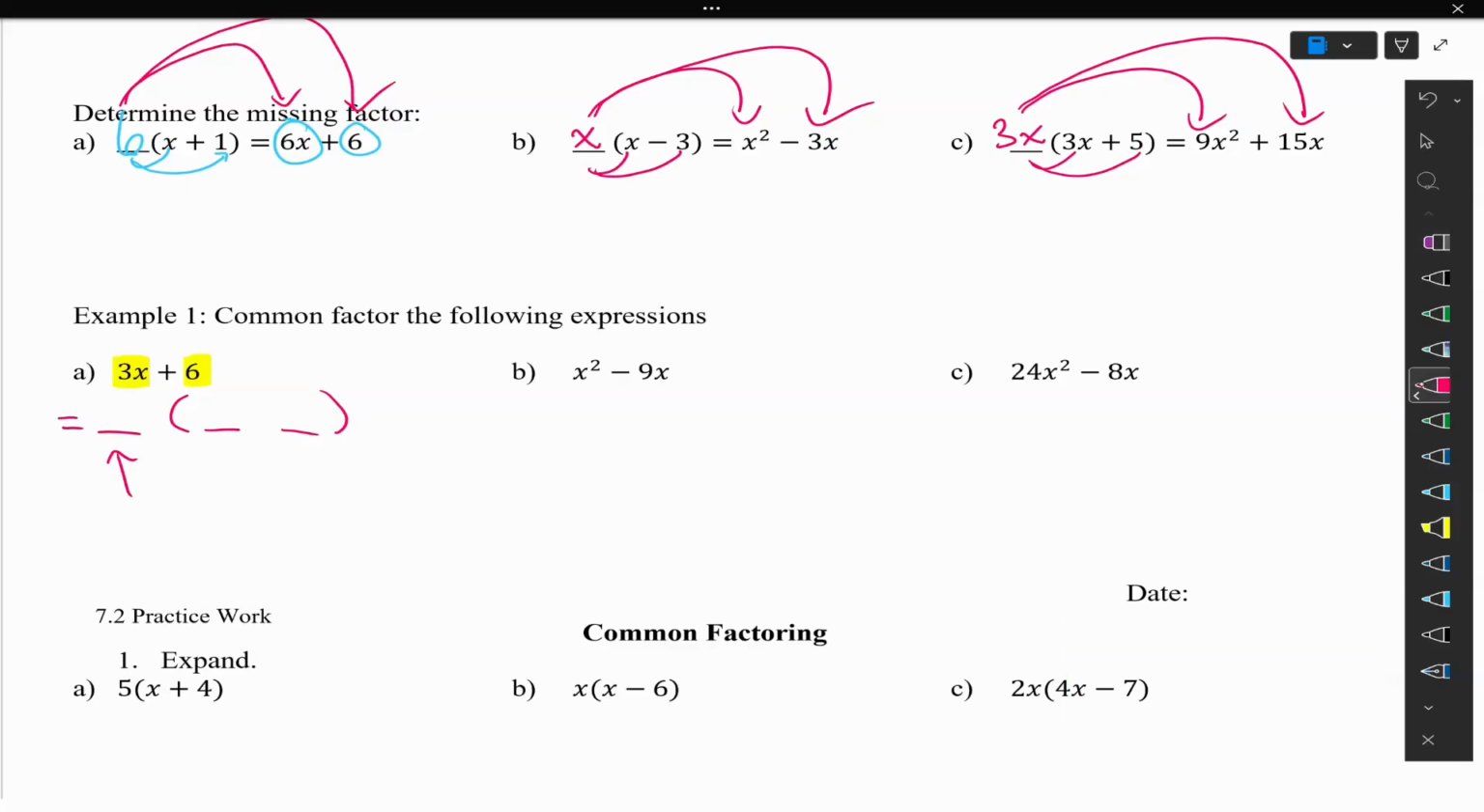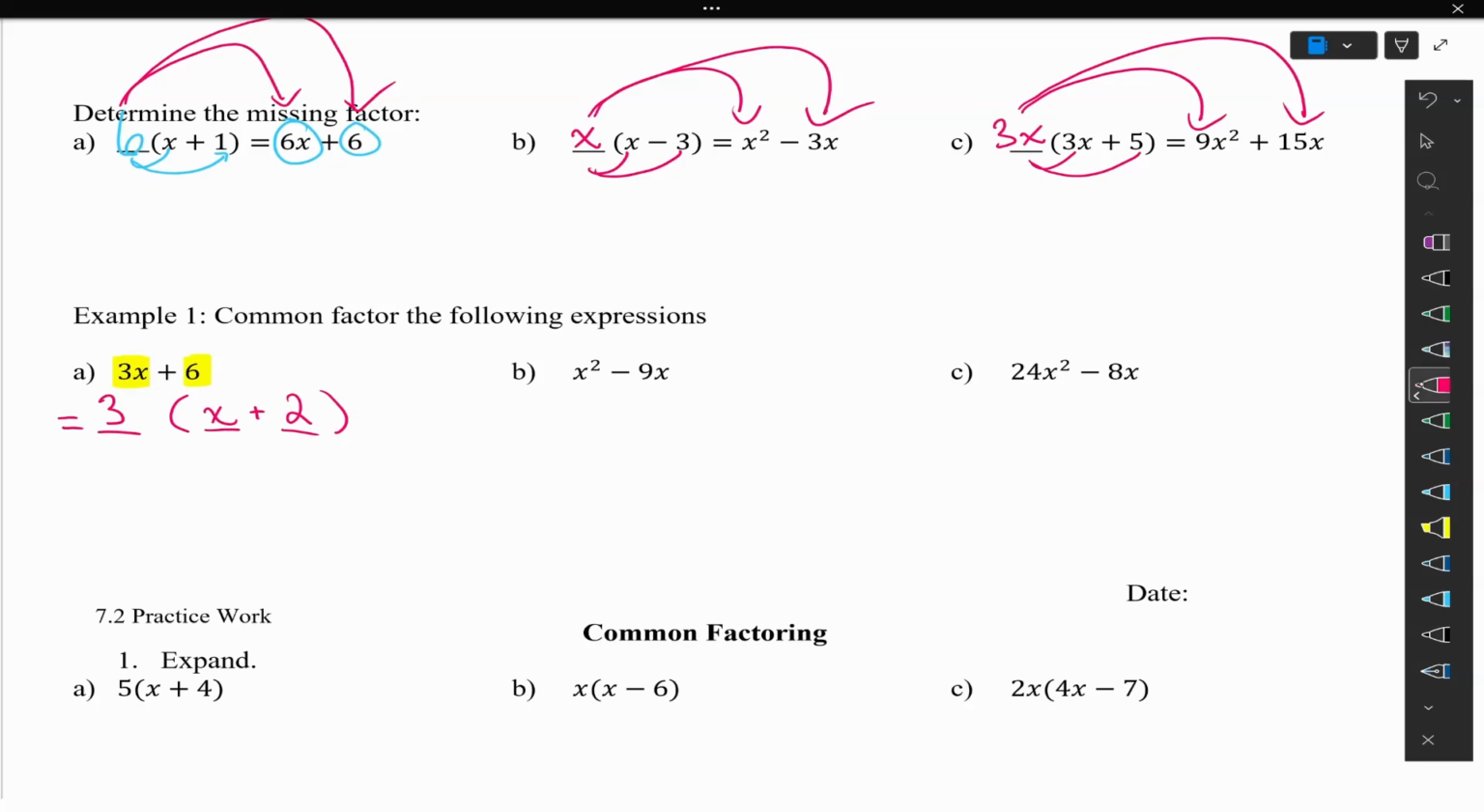Good, so we notice that we're working with 3x and 6. Common to both of those is the number 3. That is, I can divide both of those terms by 3. So if I divide my first term by 3, I end up with just x. If I divide my second term by 3, I end up with 2. What kind of a 2? A positive 2, so it's going to be a plus sign that goes inside the brackets. Congratulations, you just common factored your first expression.